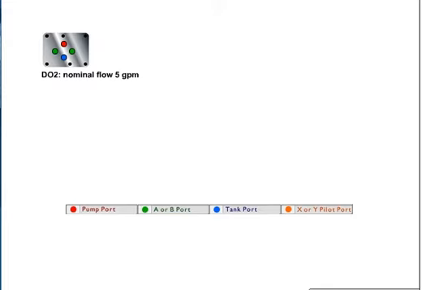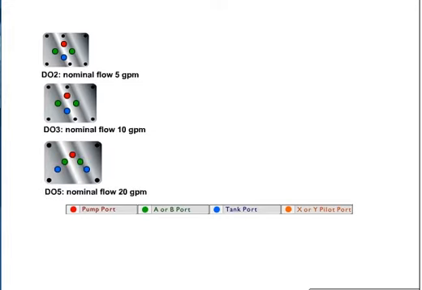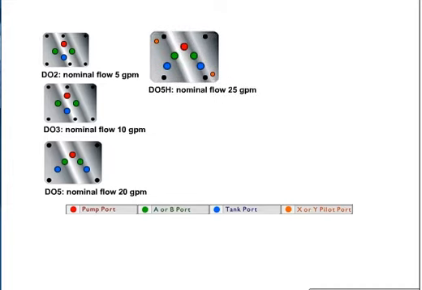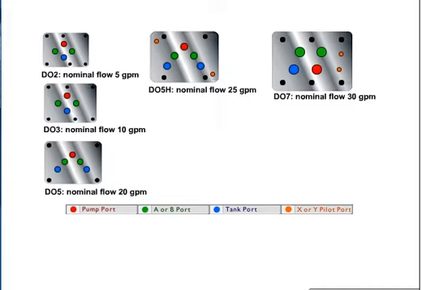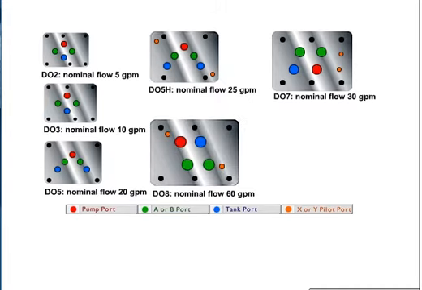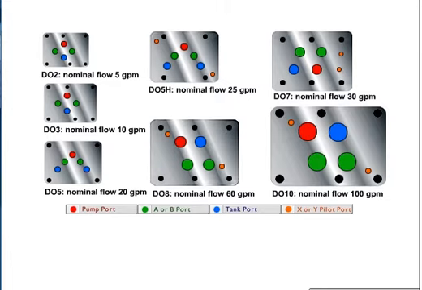This mounting pattern and size is designated as a D02 nominal flow 5 gallons per minute, D03 nominal flow 10 gallons per minute, D05 nominal flow 20 gallons per minute, D05H nominal flow 25 gallons per minute, D07 nominal flow 30 gallons per minute, D08 nominal flow 60 gallons per minute, D10 nominal flow 100 gallons per minute.